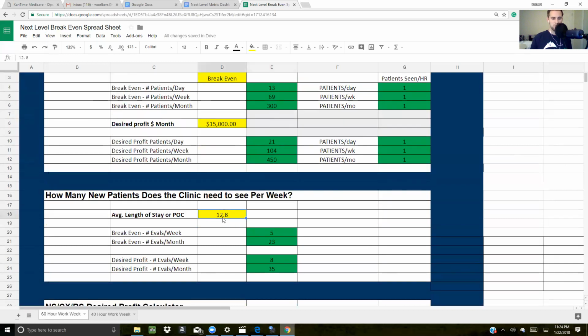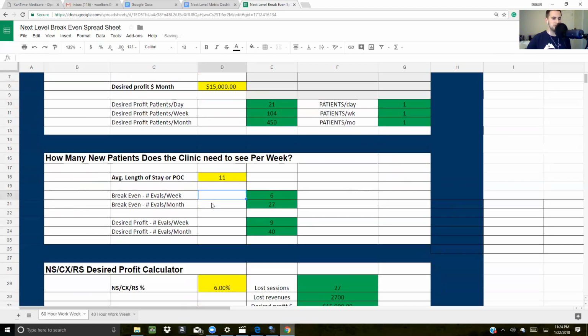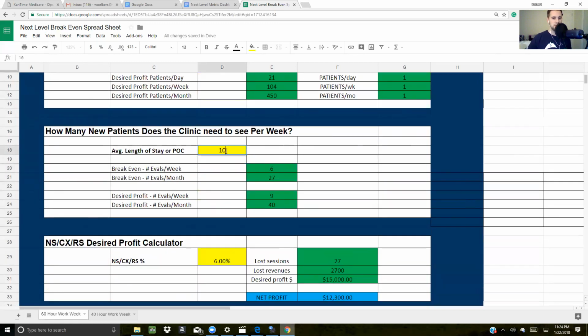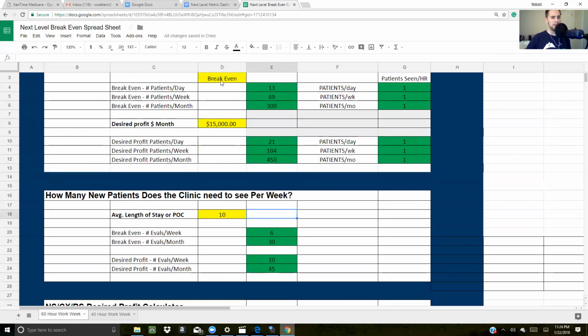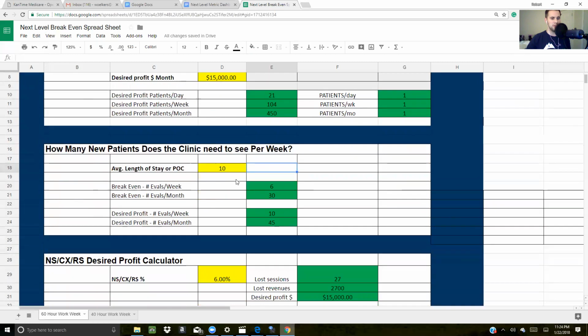So watch what happens when we do an average length of care here at 11, 12, and 13 visits. Well, actually, some people do 10, and we'll go up. So, in order to break even, in order to make $15K a month at an average length of stay, that's like eval to discharge, what's the average there? Where are you guys averaging length of stay, plan of care? Okay, so let's just do 10 visits.